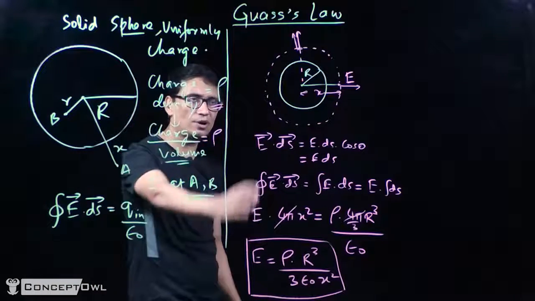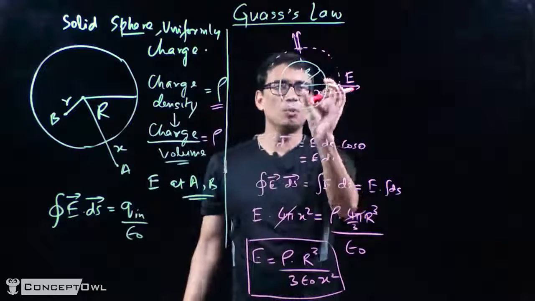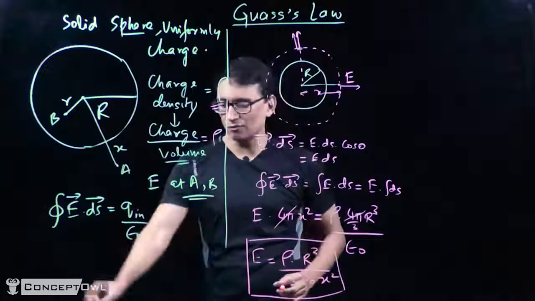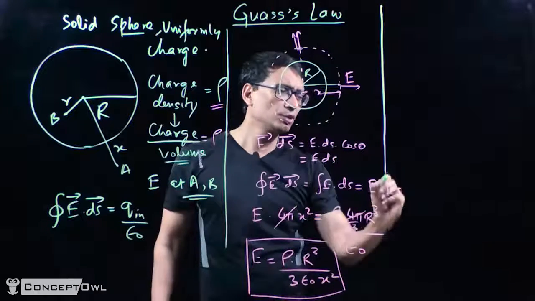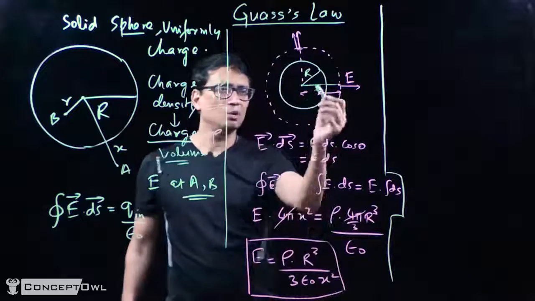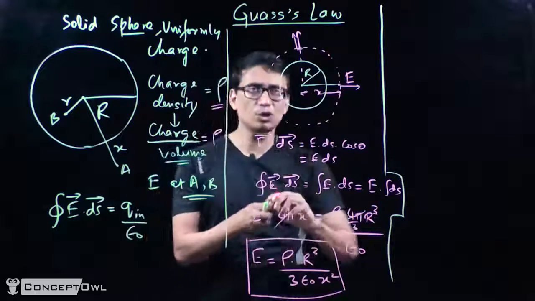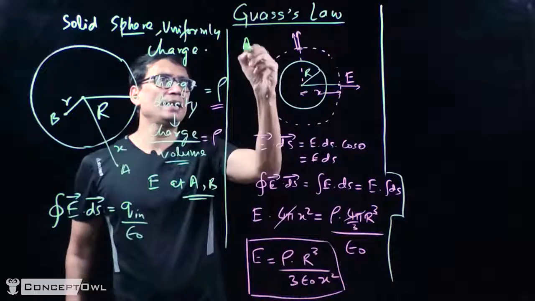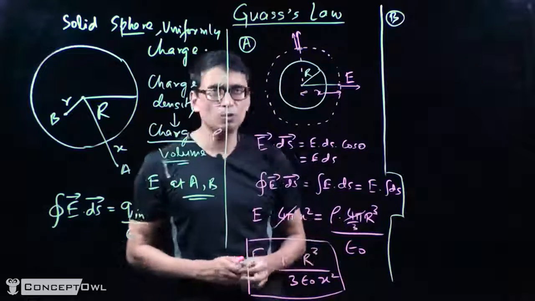Okay, and this is for the point outside, this x which is more than the radius of the sphere. Now let's go for the next case, which would be when we have small r which is inside the sphere. Point number B, right? So this was for A, point A. Now we'll find for point B. Right? So what would that be?